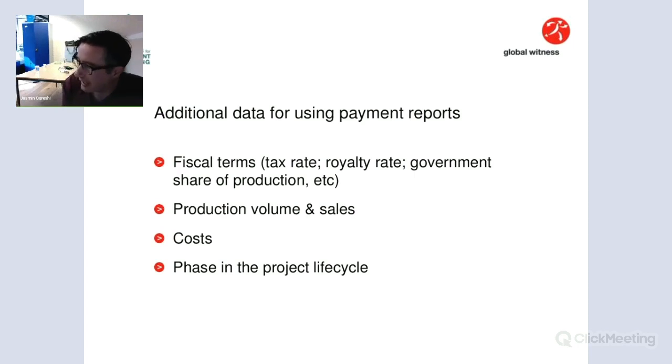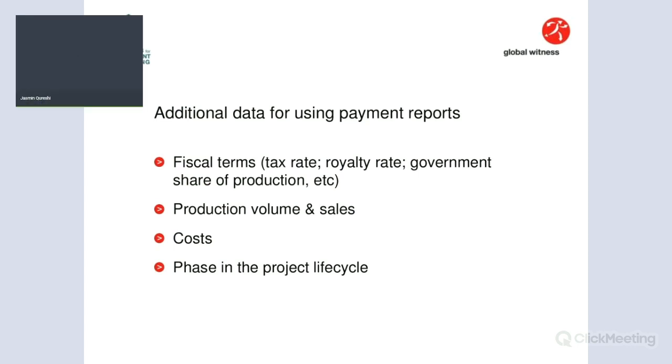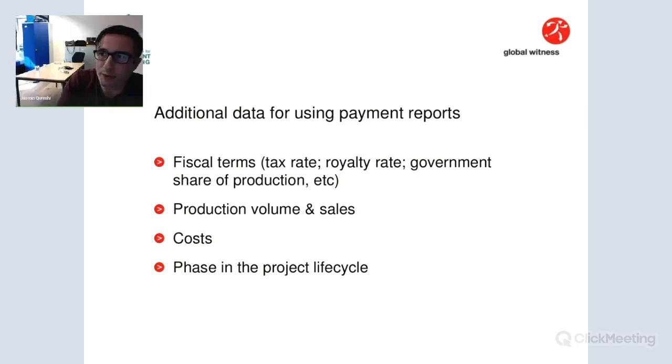Okay, a question from Dawn. Without having access to the signed contract, how can you determine if the correct amounts were being paid? Well, in some cases the fiscal terms can be published from other sources. In some cases, for some of the tests, you don't need to have fiscal terms. You can go to national legislation.